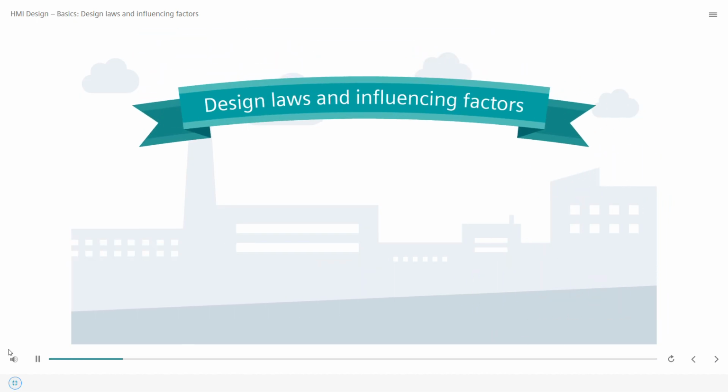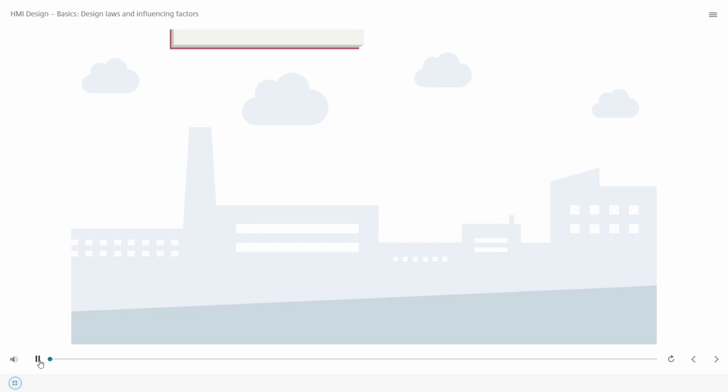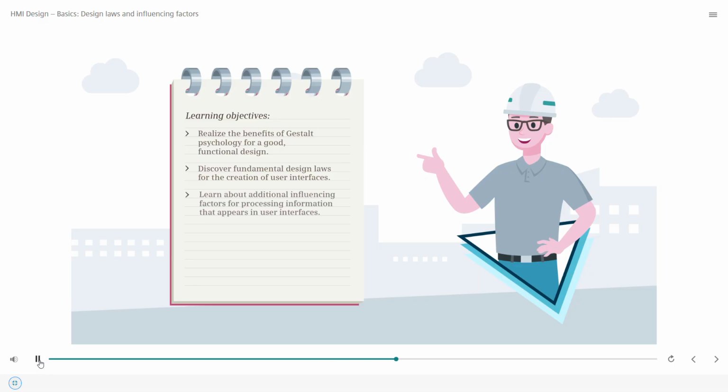Today's chapter focuses on the influencing factors and design laws from Gestalt psychology as they apply to designing a user-friendly interface. In this chapter, you'll learn the importance of Gestalt psychology for designing functional user interfaces. You'll discover which design laws are effective and which influencing factors have to be taken into account for optimal information processing. Let's get started.